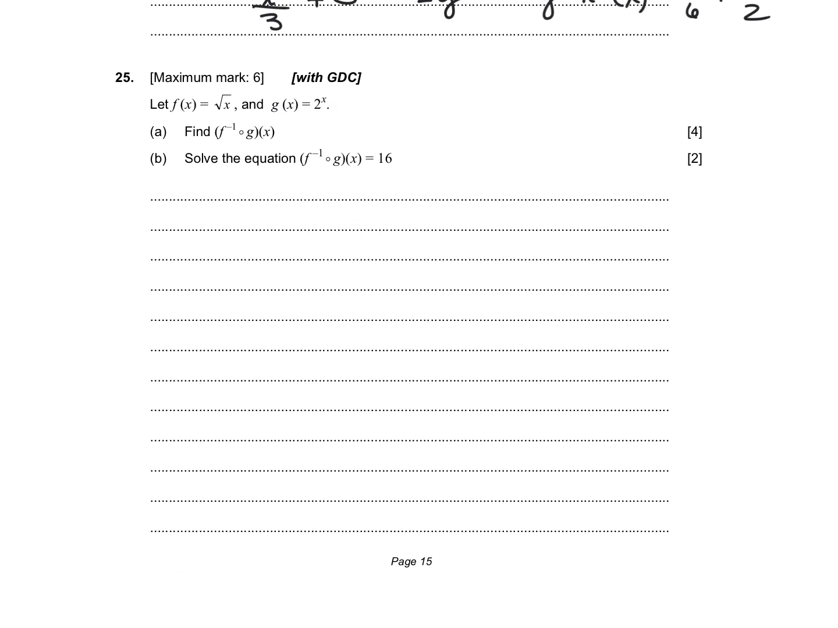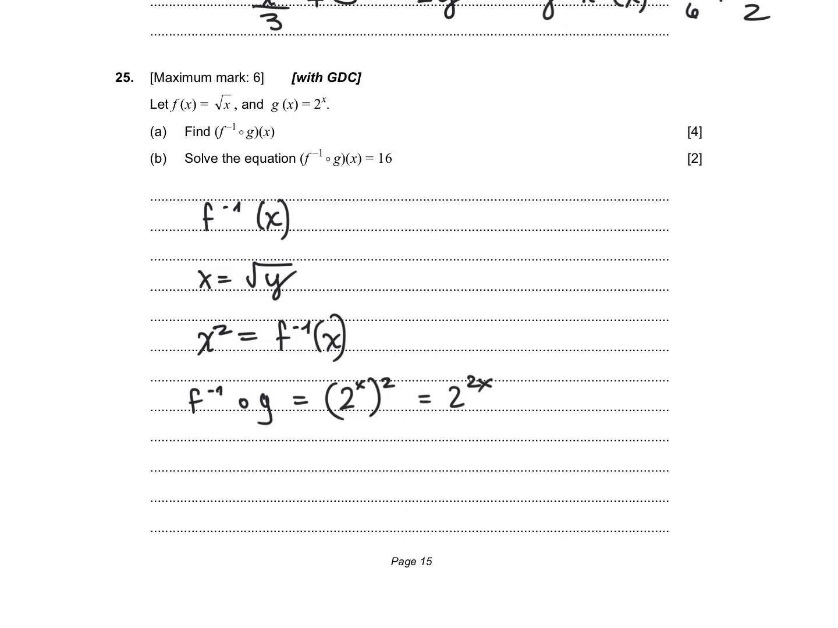All right, 25, we want g into the inverse of x. So, g into the inverse of f. So let's find the inverse of f. So we've got x equals root y. Square both sides, so we're going to have x squared equals the inverse of f. And we're going to substitute g into that. So f inverse of g is going to be 2 to the x squared. So 2 to the 2x.